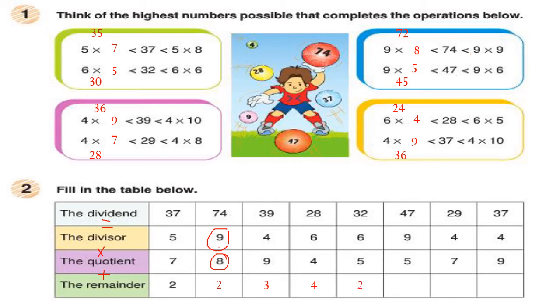9 times 5, 45. Plus what gives 47? Plus 2. 4 times 7, 28. Plus what gives 29? Plus 1. 4 times 9, 36 plus 1 equals 37. So it's easy.